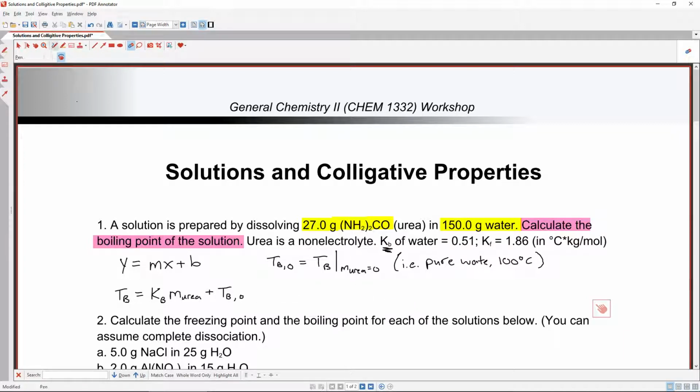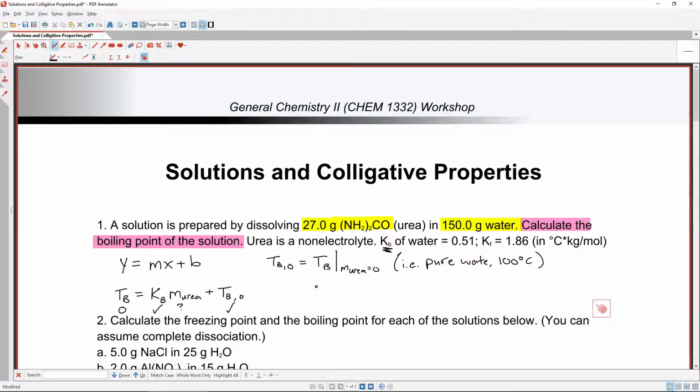Okay, so let's think about what we know, what we don't know. We know the initial boiling point, or boiling point of pure substance, 100 degrees Celsius. We know Kb. We're looking for our boiling point. And so we have to find the molality of urea.